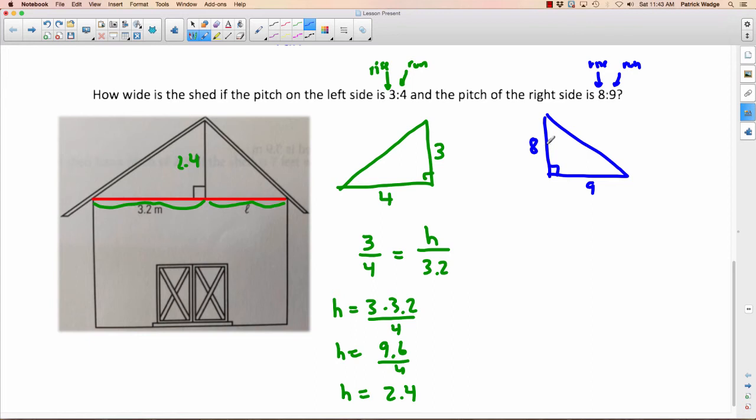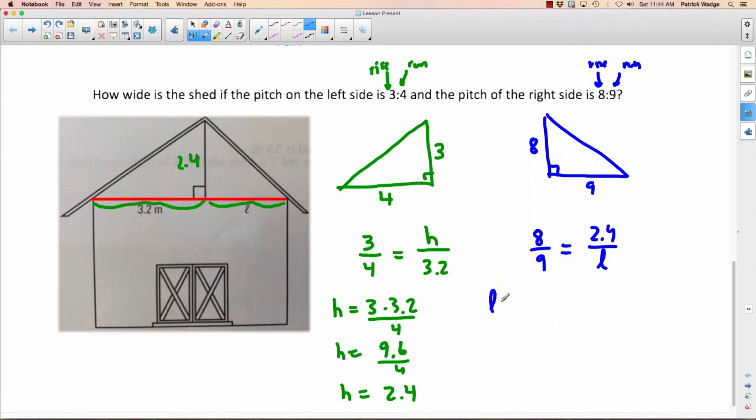So let's set up a proportion. Slope is 8 over 9, or rise over run. And then for the other one, we already know this 2.4, right? Is that a rise or is that a run? That's a rise. So we have to put the 2.4 on the top. Rise over run. What should we call this one? How about L, since that's what it says there? I'm not a huge fan of using L, looks like a 1 or something, but I'll do it.